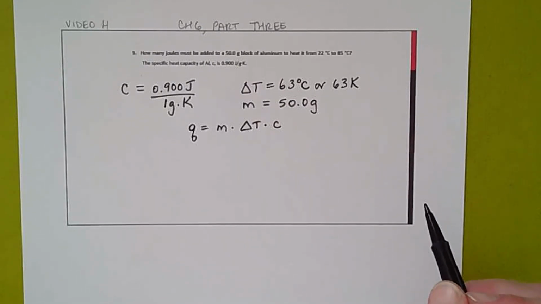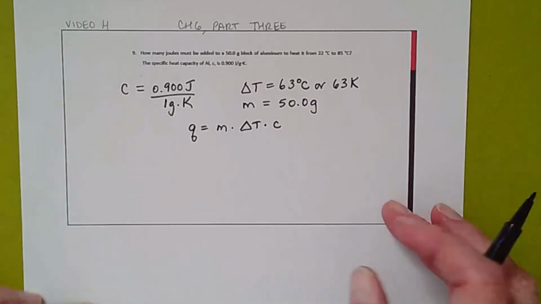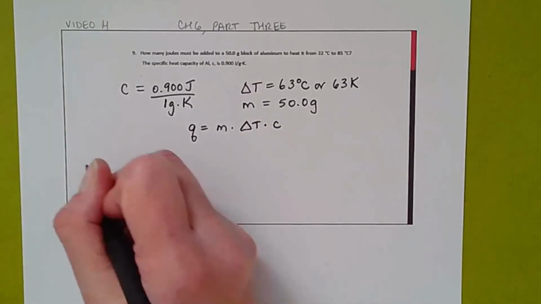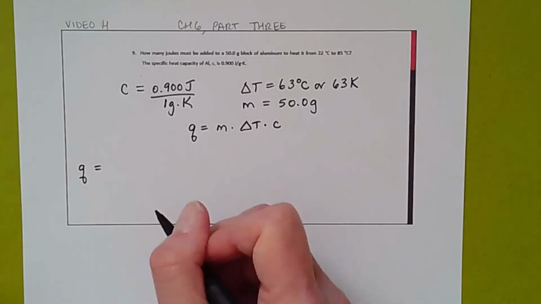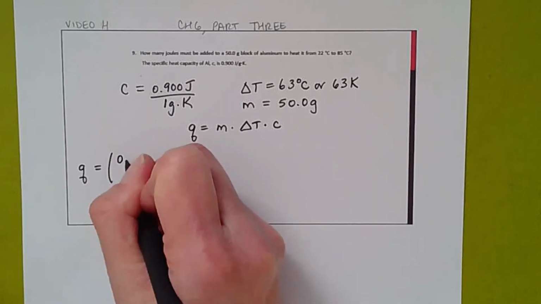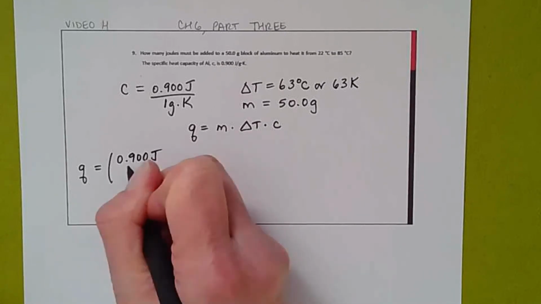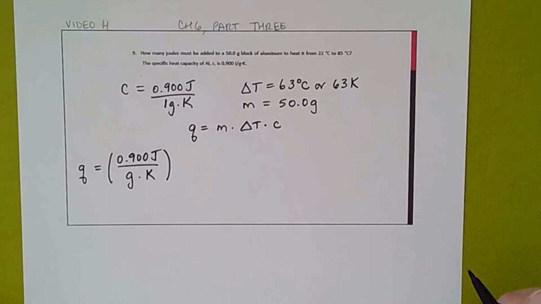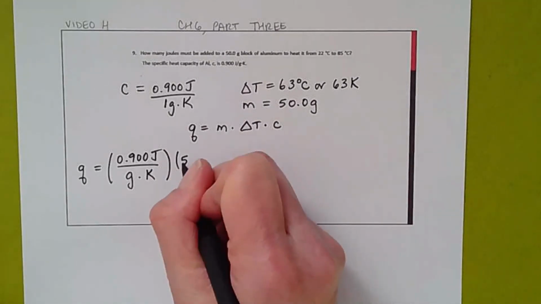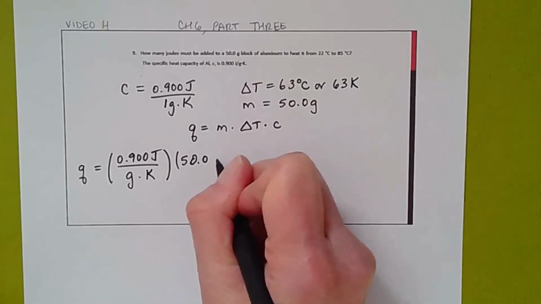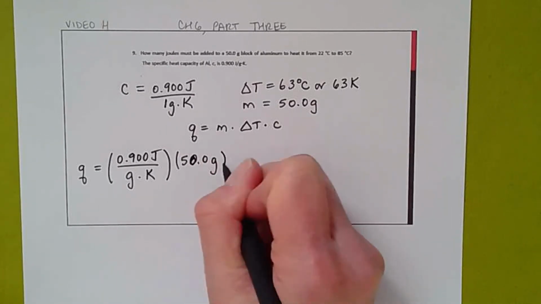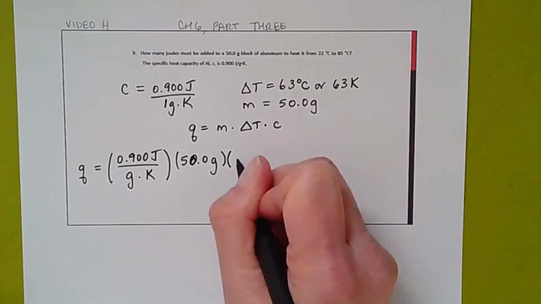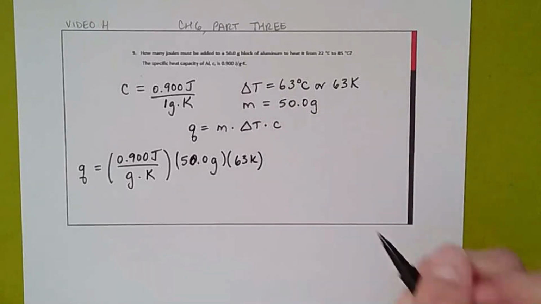So we're asked how many joules must be added. Okay, so we're going to solve for Q. Q equals, I'm going to go ahead and write C first. Okay, so I want to cancel out grams and delta T, so I'm going to multiply by 50 grams and by 63 Kelvin.